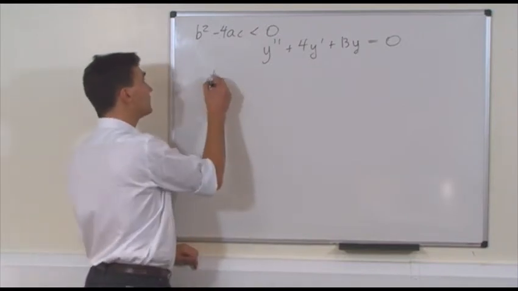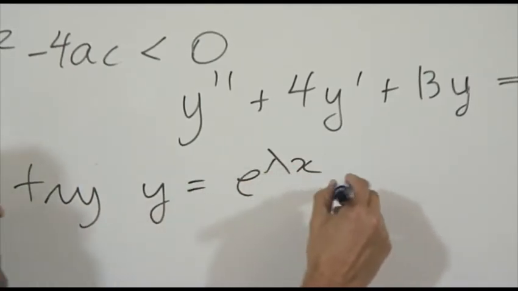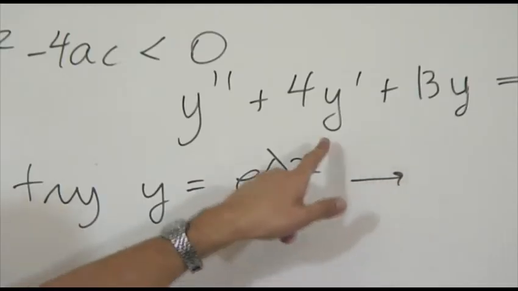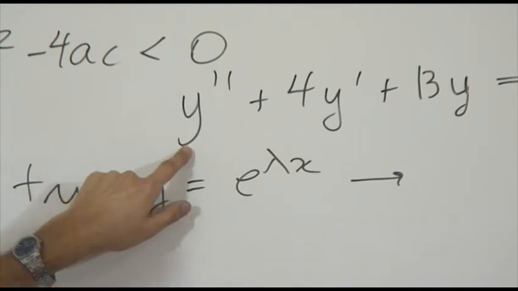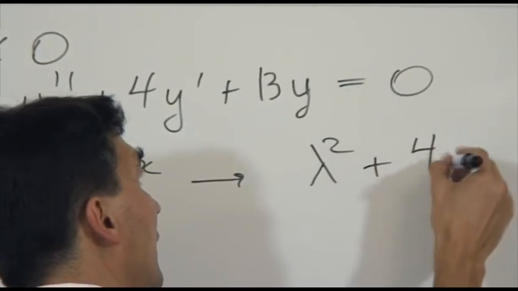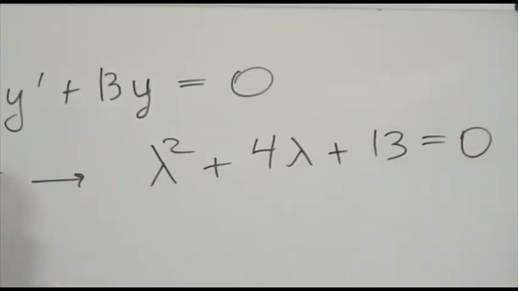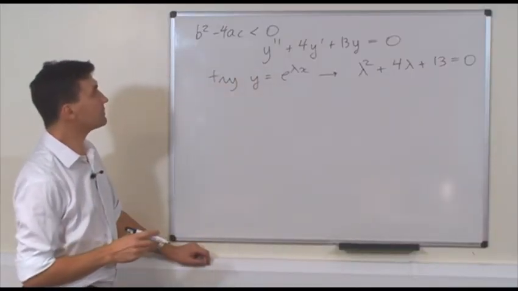We'll try y is e to the lambda x, and we substitute in. Our y prime gives us lambda e to the lambda x, our y double prime gives us lambda squared e to the lambda x, and so we get lambda squared plus 4 lambda plus 13 is equal to 0. That's our auxiliary equation or characteristic equation.